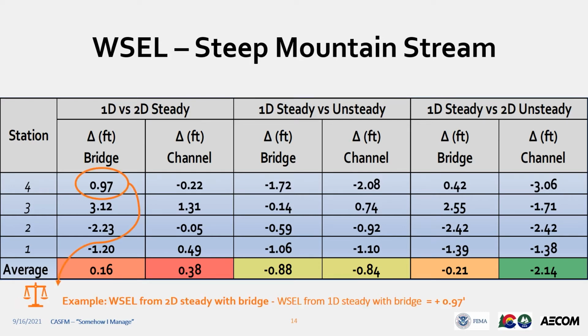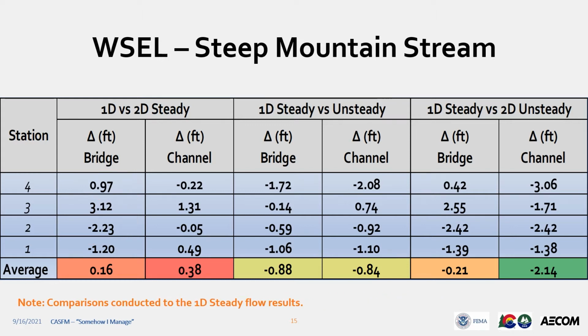The first thing to note is that the values recorded in these tables are water surface elevation and velocity differences. And the next is that the comparisons were conducted to the 1D study plans. So where you see a difference of 0.97, this means that the 2D study with the bridge plan calculated a water surface elevation 0.97 feet higher than the 1D study plan, which you can see in my rough equation at the bottom.